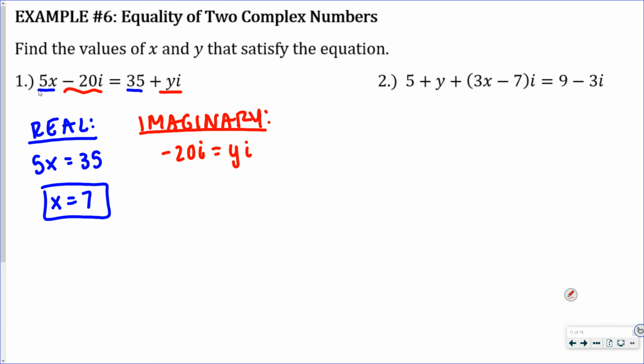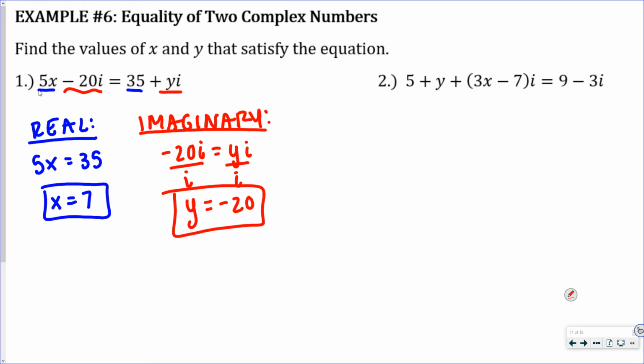Now, you could go through the algebra here. You could divide both sides by i if you wanted to. But by looking at this, you'd be able to tell that y would have to be negative 20. Okay, that's how you do those ones. That kind of makes sense. You just set the real parts equal and the imaginary parts equal.